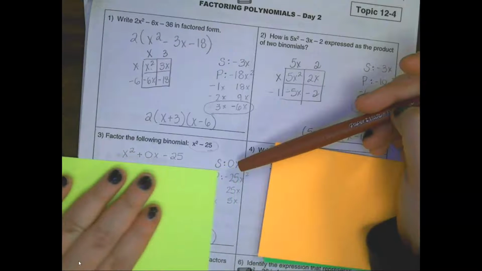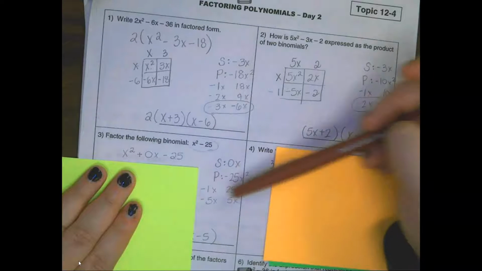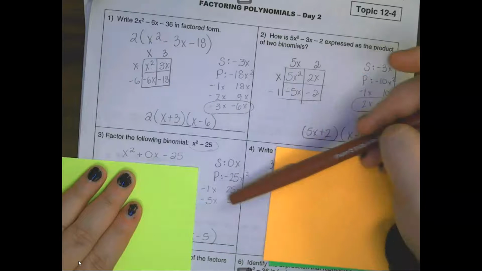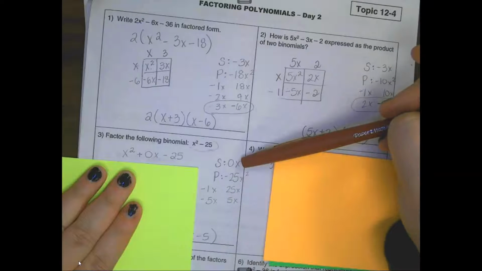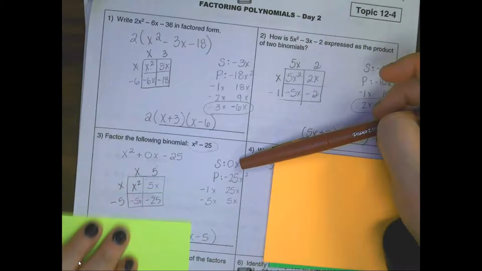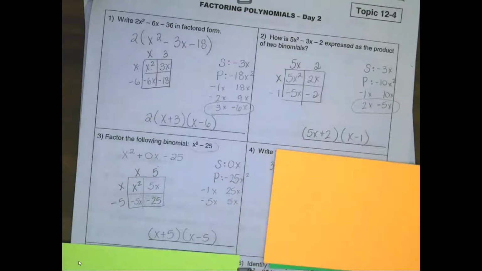My product is negative 25x squared. My possibilities were negative 1x and 25x, and negative 5 and 5, but negative 5 plus 5 does give me 0. So, plug it in. Now we get x plus 5 and x minus 5 as my two factors.